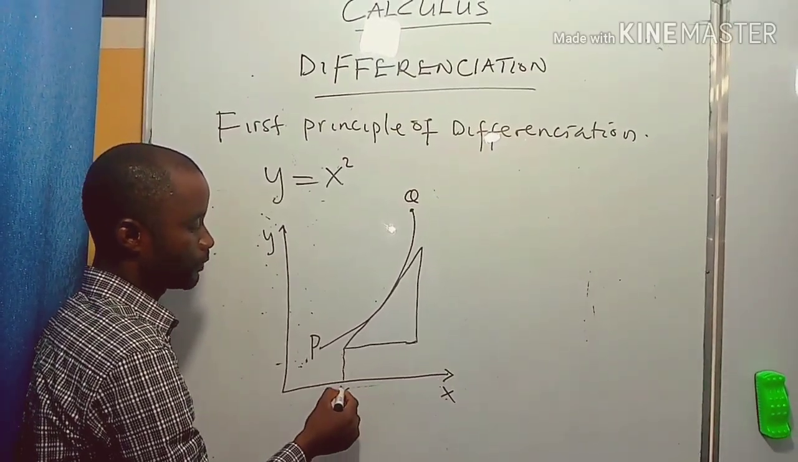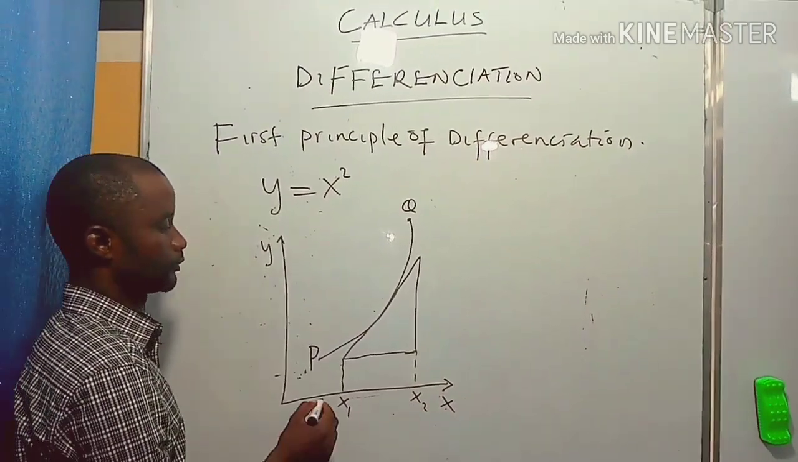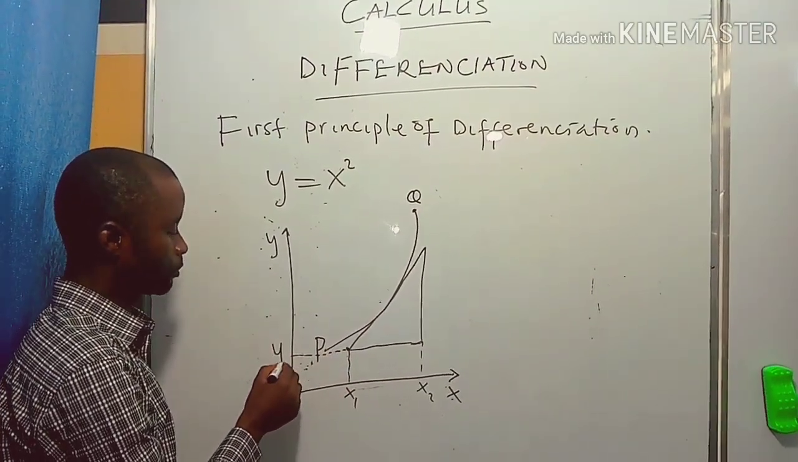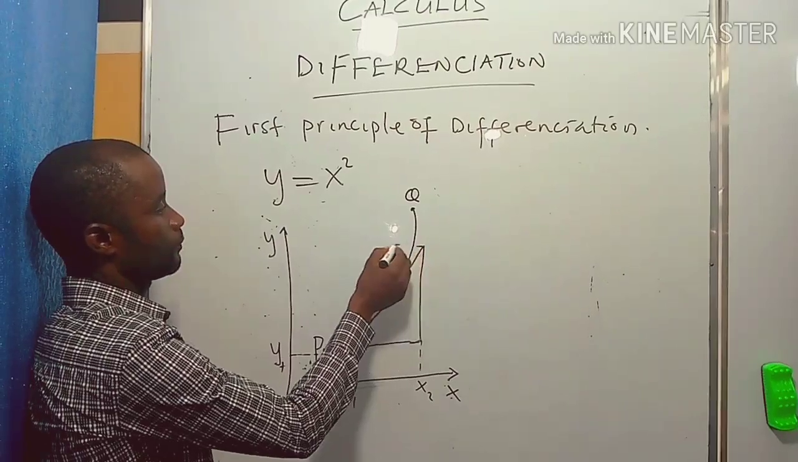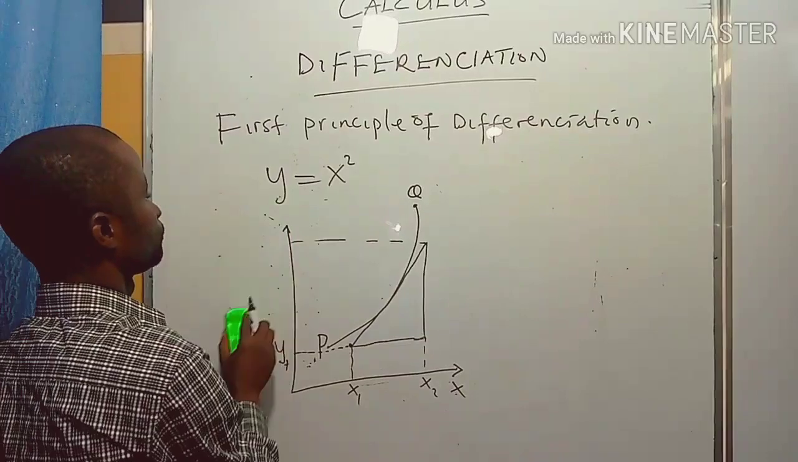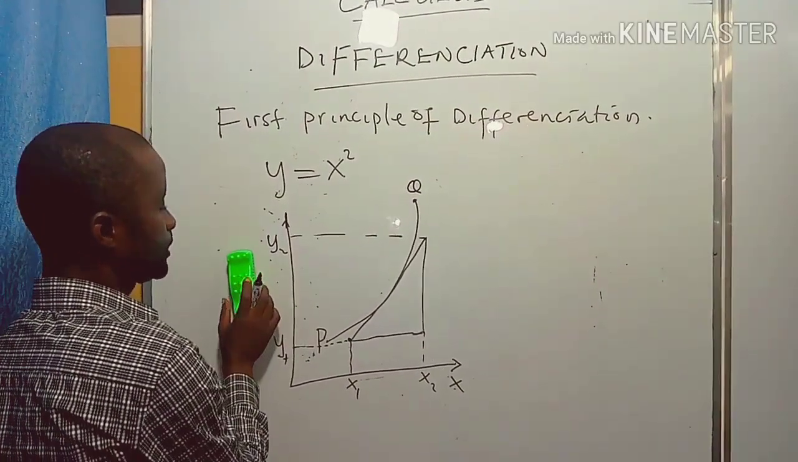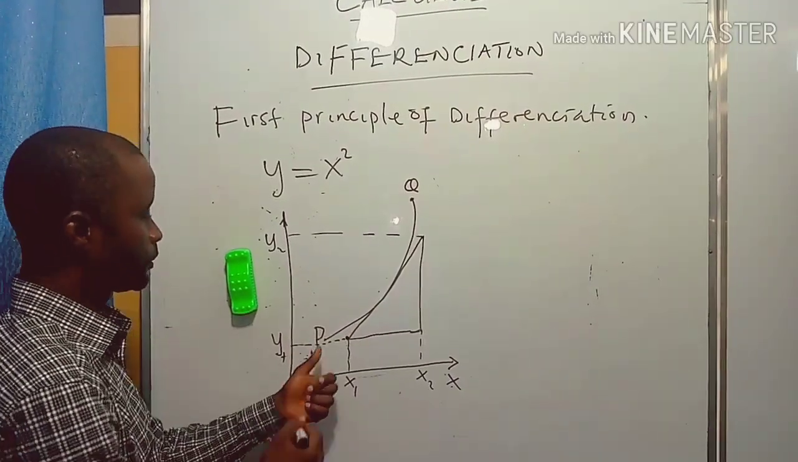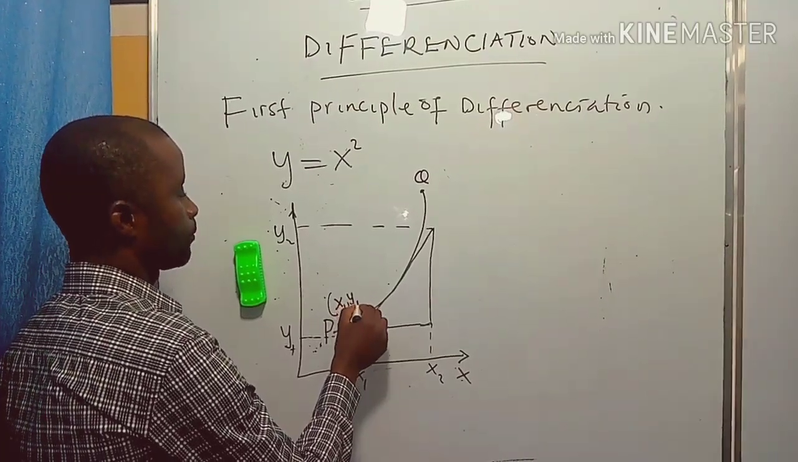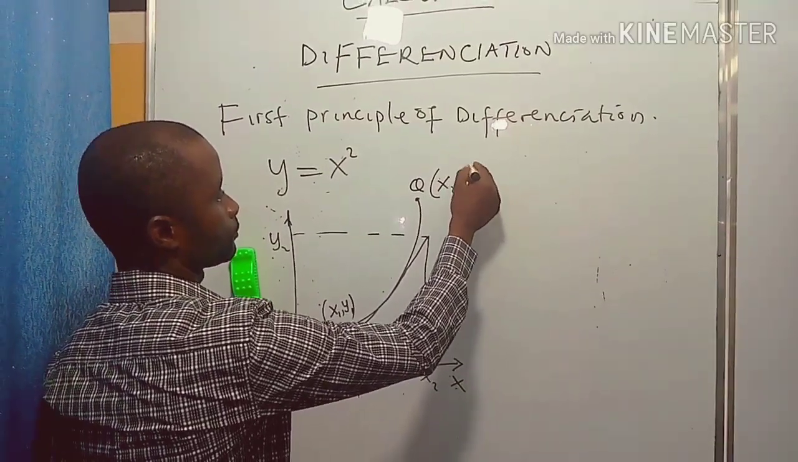Let's say this point is point x1 and this point is point x2. That shows that the coordinate here, on this side, we have point y1, and then up here is point y2. In this case, the coordinate of P is x1, y1, while the coordinate of Q here is x2, y2.